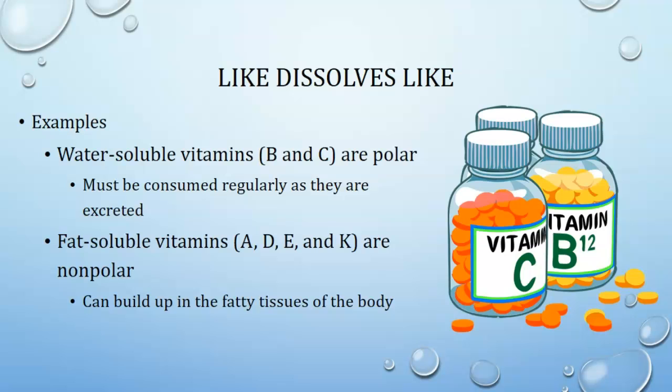Other vitamins like vitamin D, for example, are fat soluble, and so they will build up in the fatty tissues of your body, and you don't want to take too much of them, because if you have too much buildup, you could have some poisoning. But they build up over time in the fatty tissues of your body, and then as you continue to take them, you're just replenishing that buildup as it's depleted by your body using those vitamins. So that's a common example of like dissolves like.